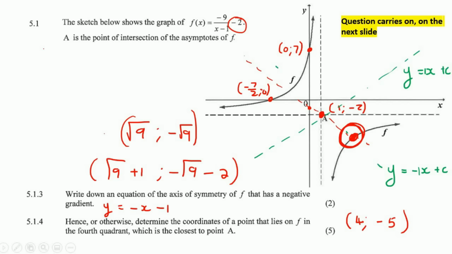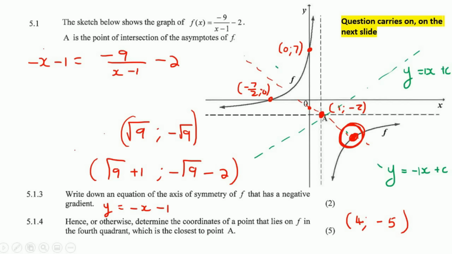So that's the option I recommend, as it's a lot faster. But if you did want to use simultaneous, I don't think it would actually be that bad. You make this equation equal to that equation, so that would be minus x minus 1 equals minus 9 over x minus 1 minus 2. And then you would just go ahead and solve that over there. Okay. Now, that's the end of that question.